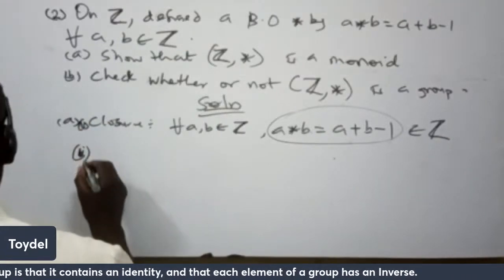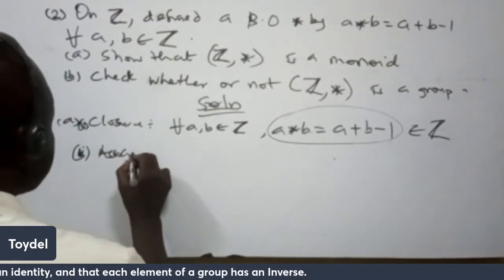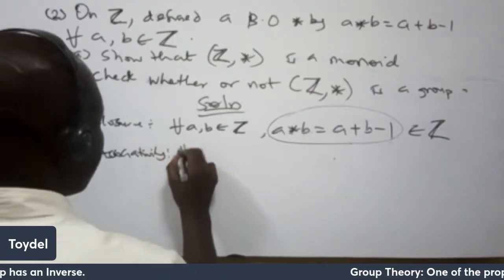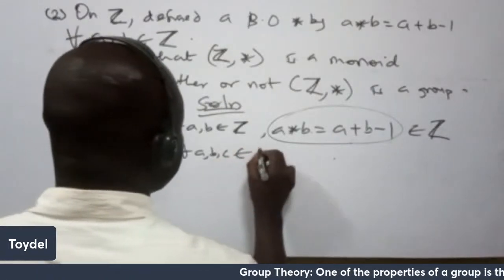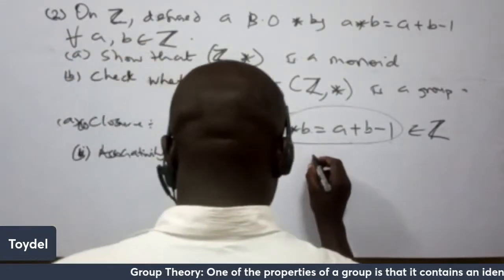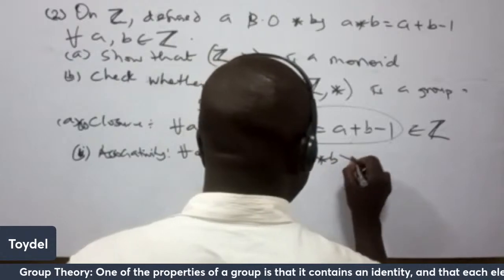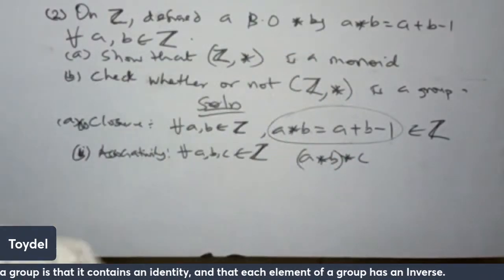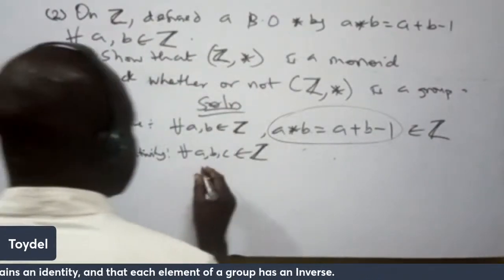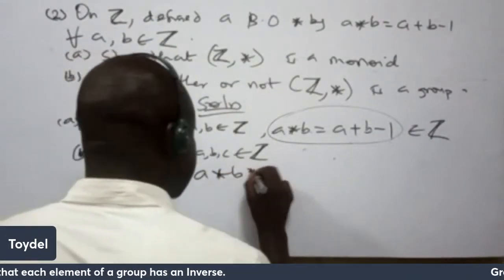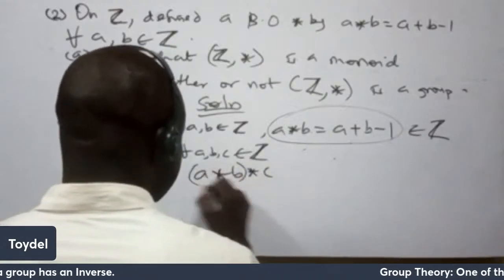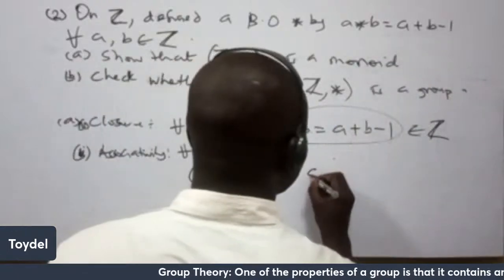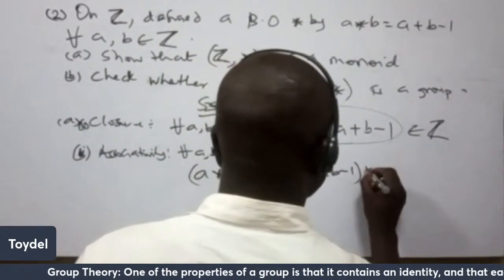Then Roman figure 2, we test for associativity, that is the associative property. For all A, B, C that belong to Z, we want to show that A asterisk B, asterisk C, must be equal to A asterisk, bracket B asterisk C. When I write this, what is A asterisk B defined as? A plus B minus 1, then asterisk C.